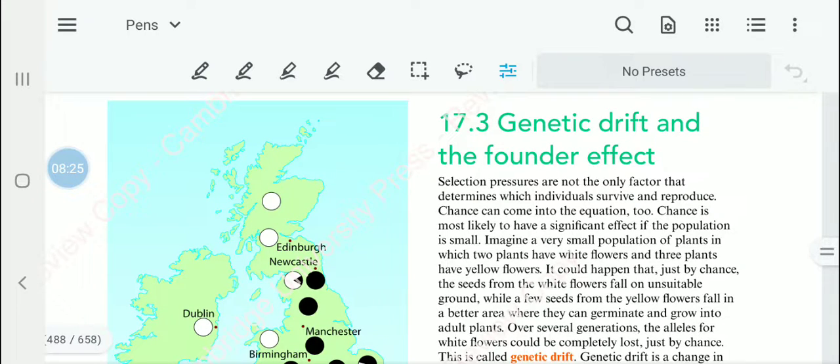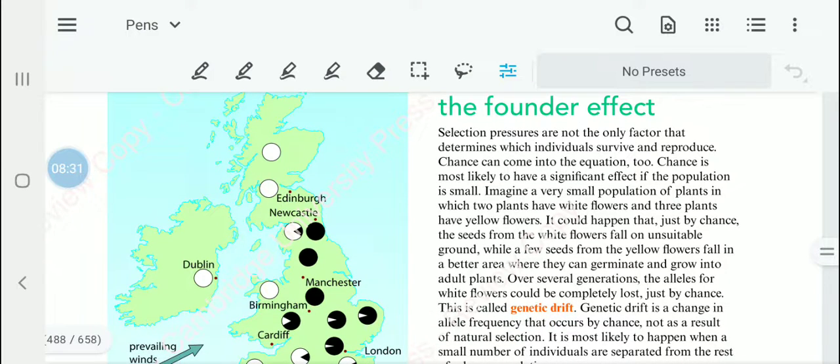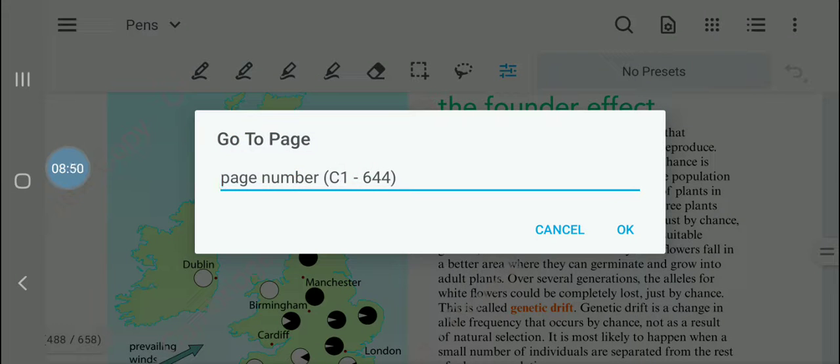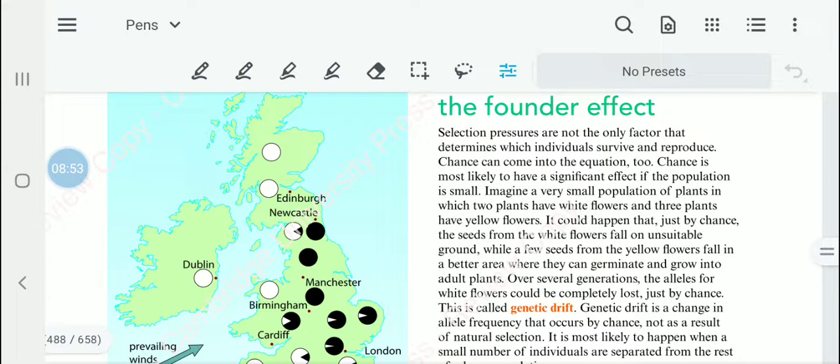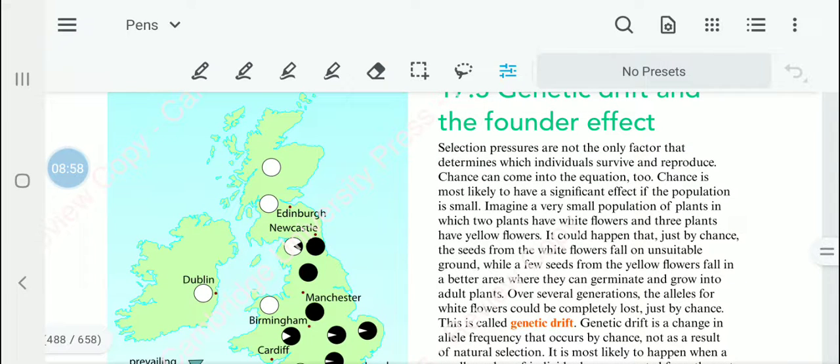Right. Now we are going to discuss genetic drift and the founder effect. Selection pressure is not the only factor that determines which individuals are going to survive and which are going to reproduce. There is the possibility of chance as well. Chance, that is luck, is going to have a significant effect if the population is small.